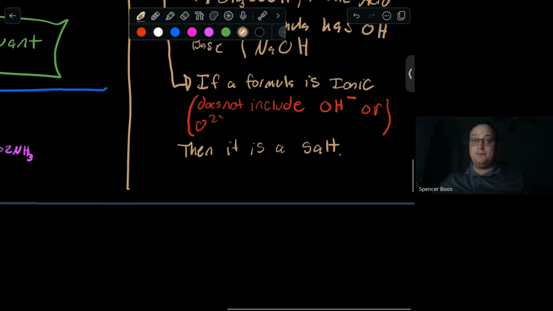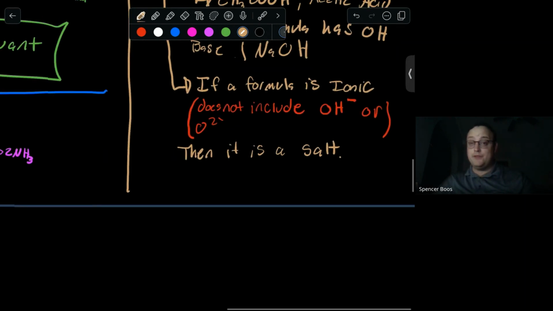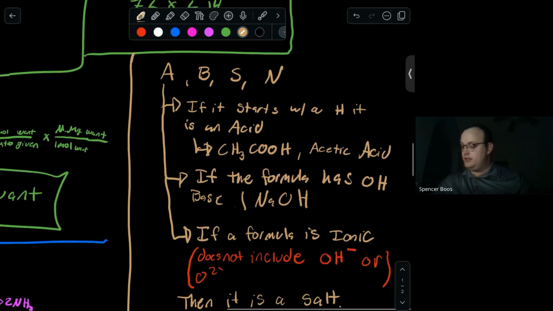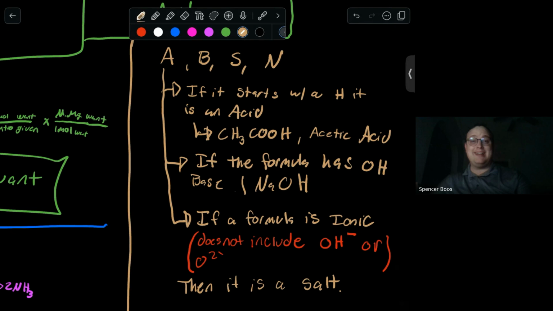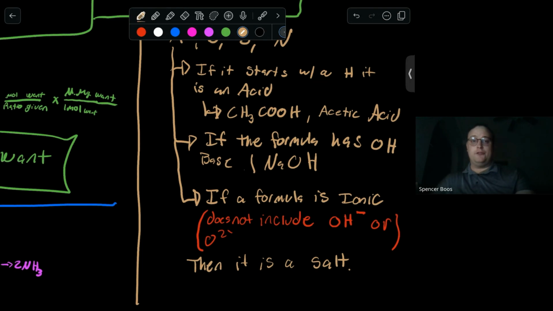And finally, if it doesn't hit any of those three definitions, it's none of them. A good example of these are hydrocarbons, and that's it. So if it starts with an H, it's an acid, with the one exception of acetic acid. If the formula has OH, it is a base. Sodium chloride: if the formula is ionic, with a big caveat there, it cannot have hydroxide or an oxide as an anion, then it is a salt.